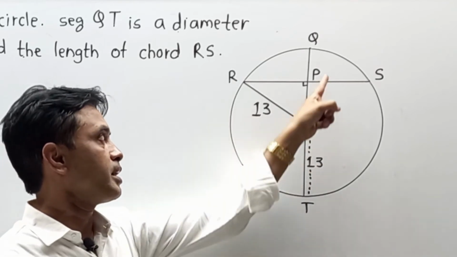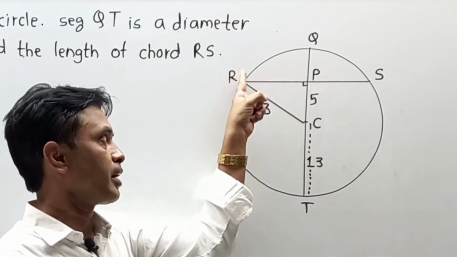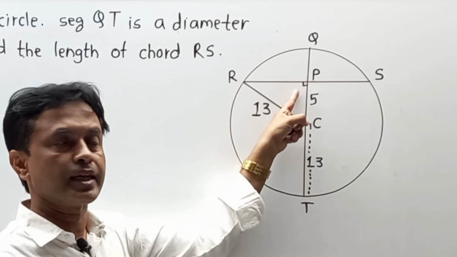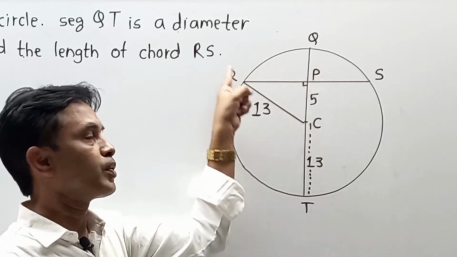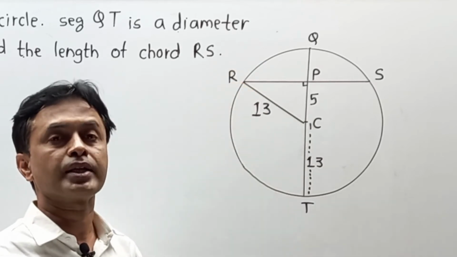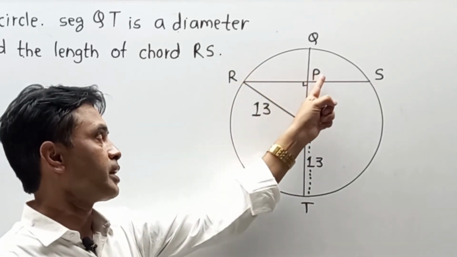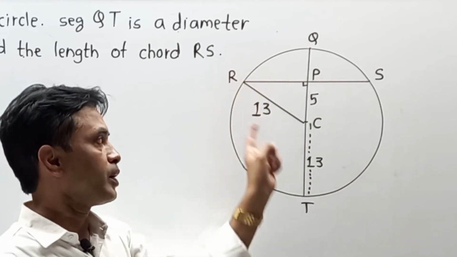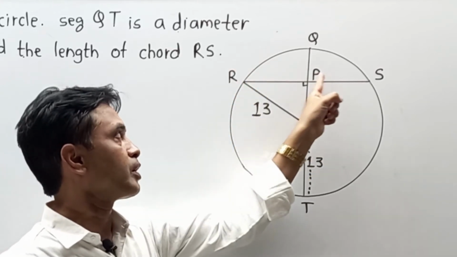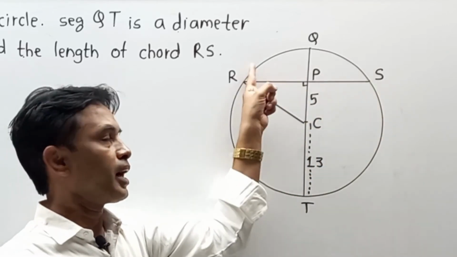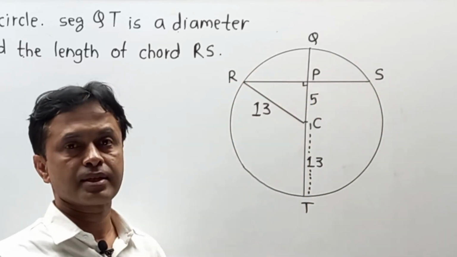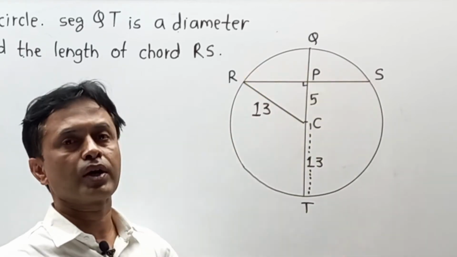So, in triangle CPR, as angle P is 90 degrees, we can have CP square plus PR square is equal to CR square. We can use the Pythagoras theorem, and with the help of that we can find PR. Now, a perpendicular from the center of a circle to a chord bisects the chord. Naturally PR is half of RS, and with the help of that we can find the chord RS.